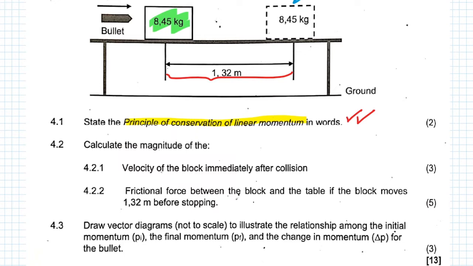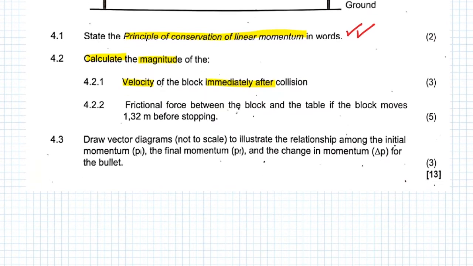Question 4.2 now says, calculate the magnitude of the velocity of the block immediately after the collision. So in order to perform this calculation, we can make use of the principle of conservation of linear momentum. Often, when you're asked to state a principle, it implies that you're going to be using it later on in the question. Not all the time, but it is a good hint about what you may be required to use.